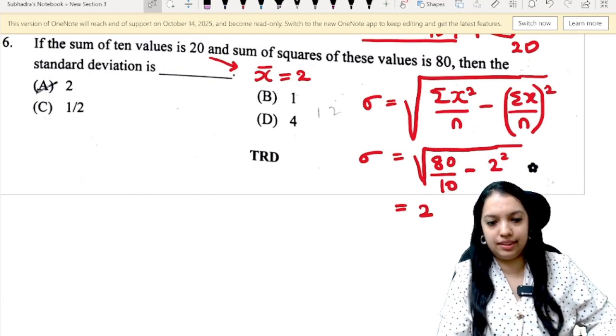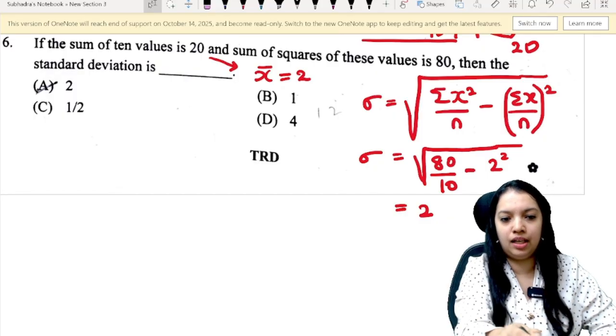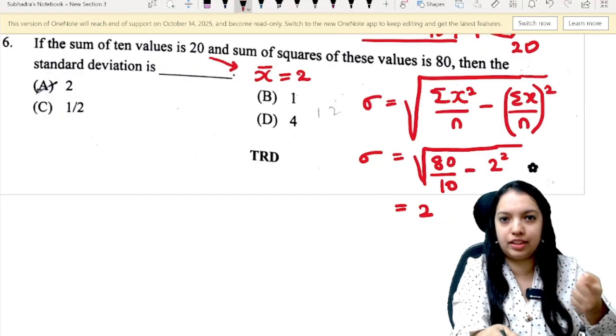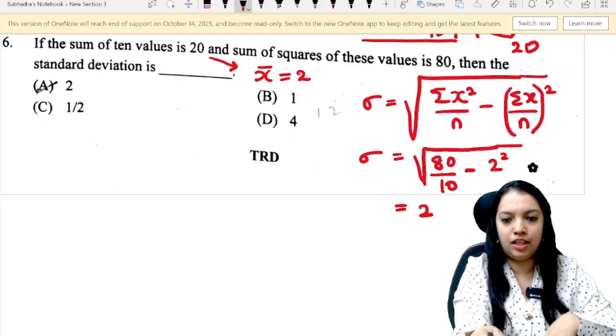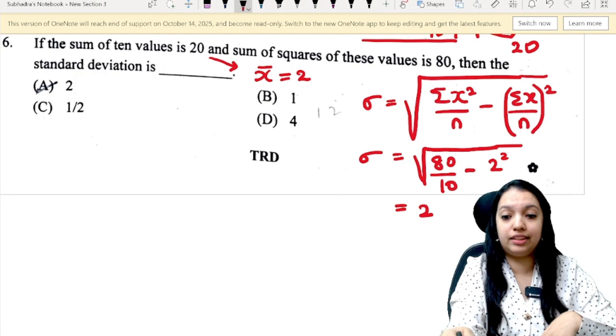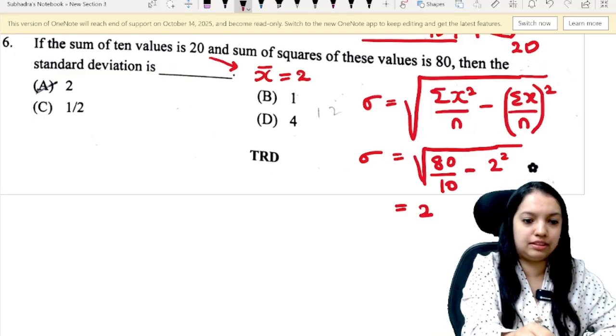Next question is to calculate standard deviation, a direct question. This is also there in the additional question bank. Sum of first 10 numbers, you can find arithmetic mean out of this. Summation x is 20 divided by n, which is 10. You will get the value as 2. So the standard deviation formula you can apply. Numerator summation x square is given as 80. Apply the values and the final answer turns out to be 2.